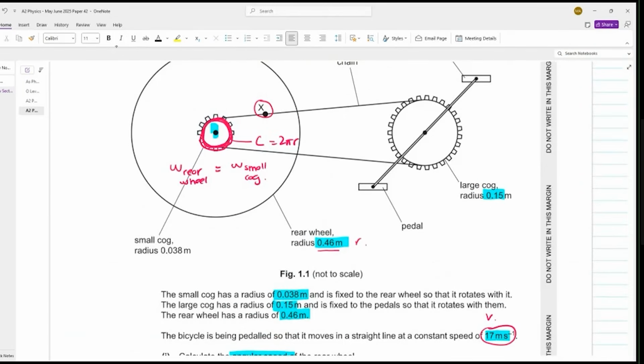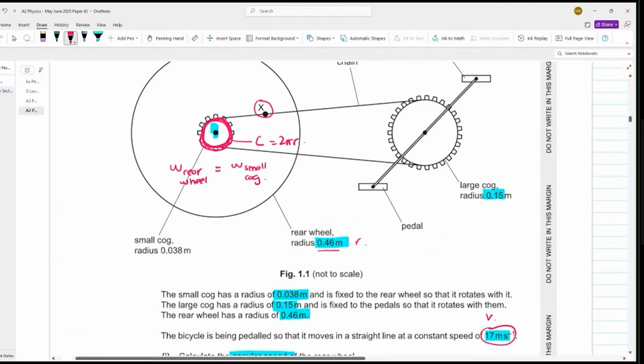Now, if the small cog is moving a total distance equal to the circumference, that is equal to 0.24 meters, the large cog will also move a distance of what? The large cog will also move a distance equal to 0.24 meters. Do we know the radius of the large cog? Yes, 0.15. Can I apply a formula here? S is equal to r theta.